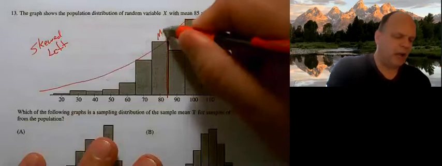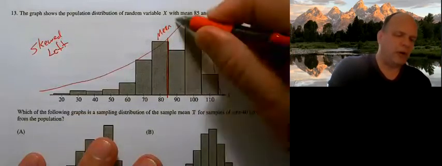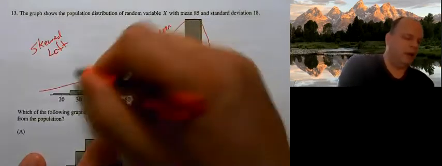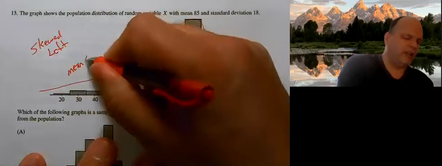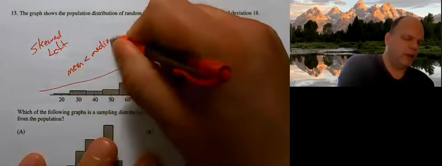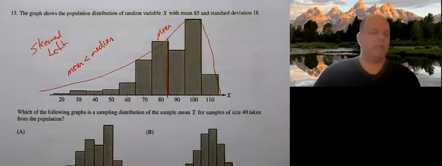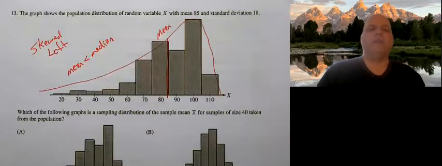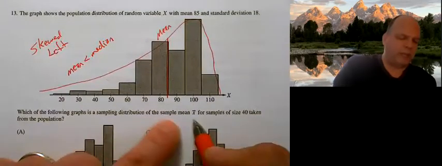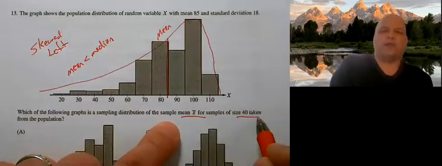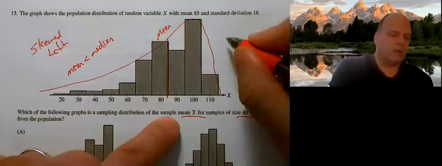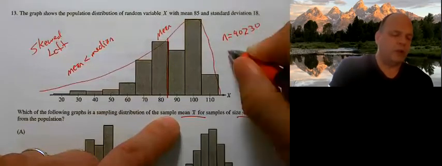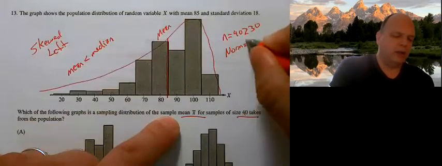And they're telling me my mean is at 85. And if this is my mean, I know my median is going to be up here somewhere to the right of it, because the mean is less than the median for skewed left. The mean is this way. The median will be up here. Which of the following graphs is the sampling distribution of the sample mean X bar for samples of size 40? Okay, so since n equals 40, which is greater than 30, this is going to be normal by the central limit theorem.